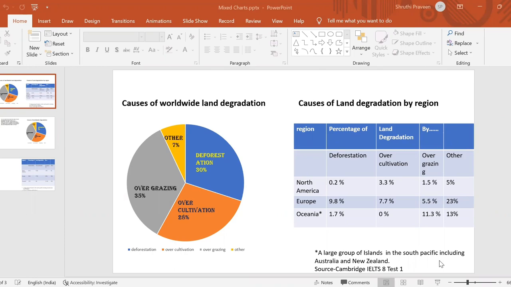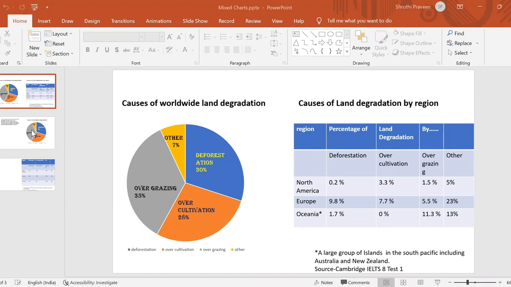IELTS academic writing task: time 15 to 20 minutes and word count 150 words minimum. Today we are going to look at mixed charts. Now this chart consists of a pie chart and a table. Some information is given on land degradation, and the table shows degradation by region: North America, Europe, Oceania.